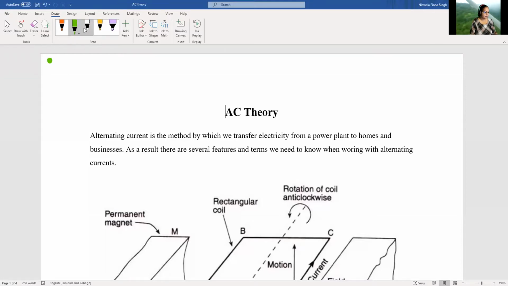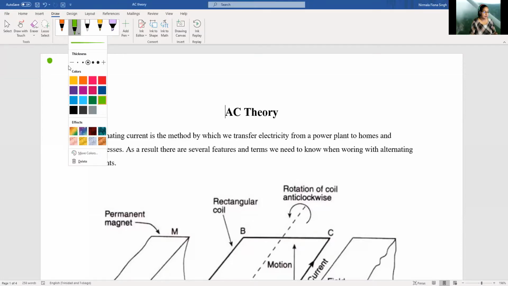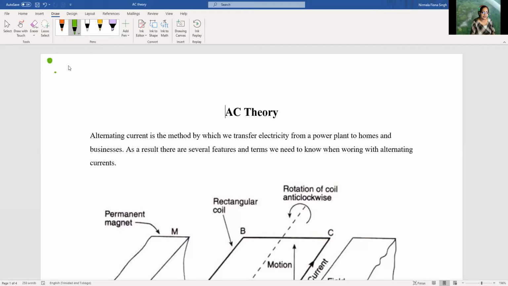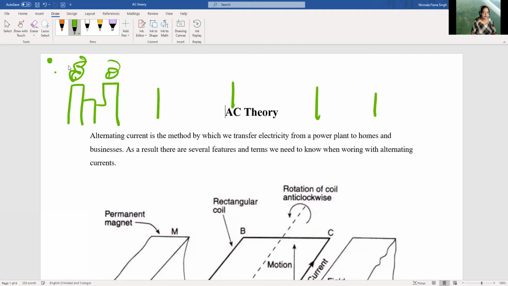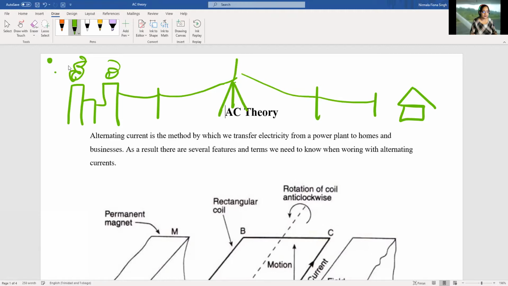Right. So alternating current is the method by which we transfer electricity from a power plant to home. You all should have done this at CSEC level, but just to recall, at our big power plants, when they're creating all that smoke and whatever, they have to send out electricity to our homes. They don't send out electricity using direct current, because that means you have to pump a lot of current into the wires to reach the houses. So what they do is use alternating currents.